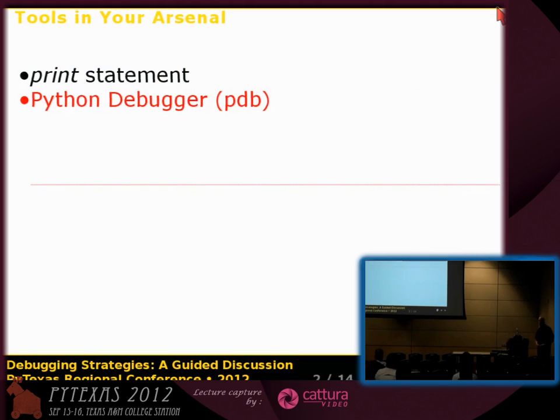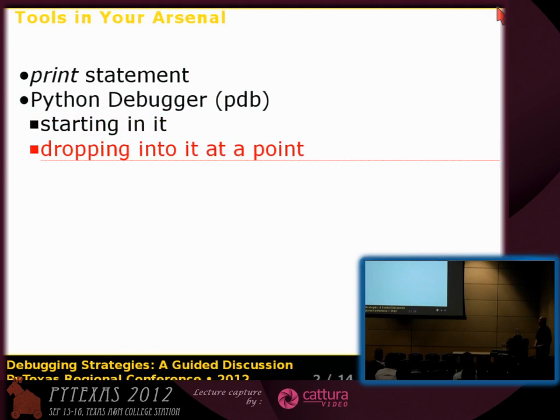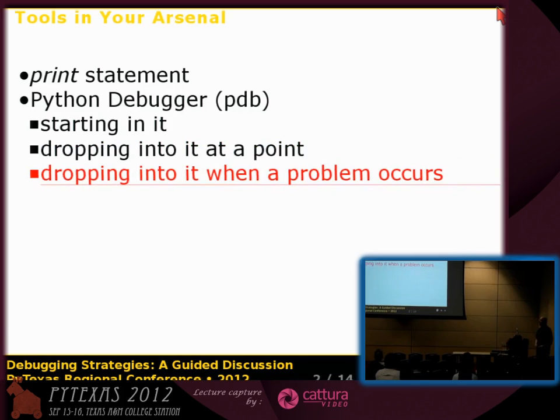Then of course there's the Python debugger, which gives you a little more control to go in and set breakpoints, single step through the problem areas and such. With the debugger, you have the choice of whether you want to start it as soon as you run your program. You may also later find that there's a piece of code that's giving you some trouble, and you'd like to drop into the debugger at that point in execution. That's a different way of using the debugger. And then, of course, there's dropping into it when a problem actually occurs, as in an exception is raised and nobody's handling it: take me into the debugger, I need to figure out what's going on here. And so those are the three ways.